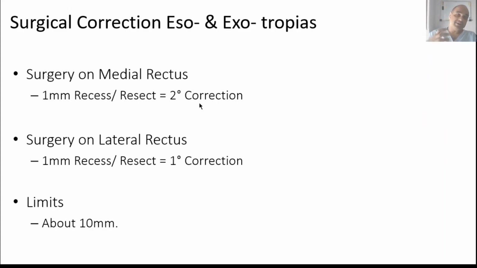That is because medial rectus is the strongest of the extraocular muscles. It works the most because most of the time you're reading or looking at near objects and the medial rectus is constantly working. So it is the most powerful muscle simply because it works the most. Lateral rectus, 1 millimeter of recession or resection gives you 1 degree of correction, and you can do about 10 millimeters of recession or resections on these muscles, medial and lateral rectus. Various texts would give you various values up to even 12 millimeters, but 10 millimeters is considered to be a safe limit.